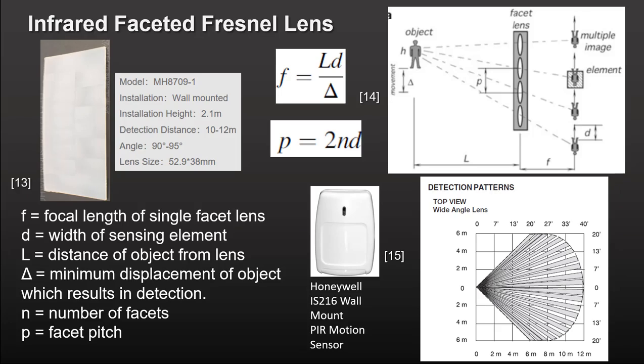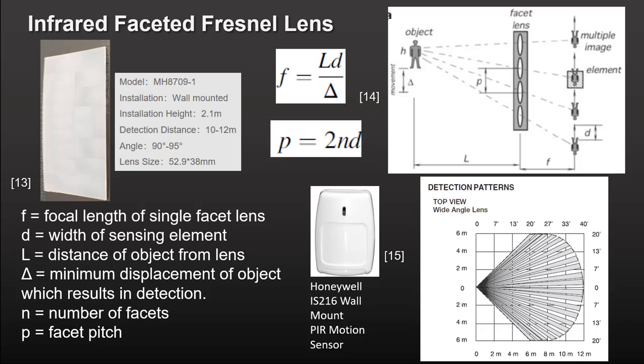An infrared faceted Fresnel lens is divided into a series of smaller lenses called facets, per the photo in the upper left corner. Each facet points towards a different part of the field of view, but all facets get focused on the same plane. This is another case of engineers copying nature. You probably know from personal experience it is difficult to swat a fly. These insects have faceted lenses, and they can see you coming from far away.